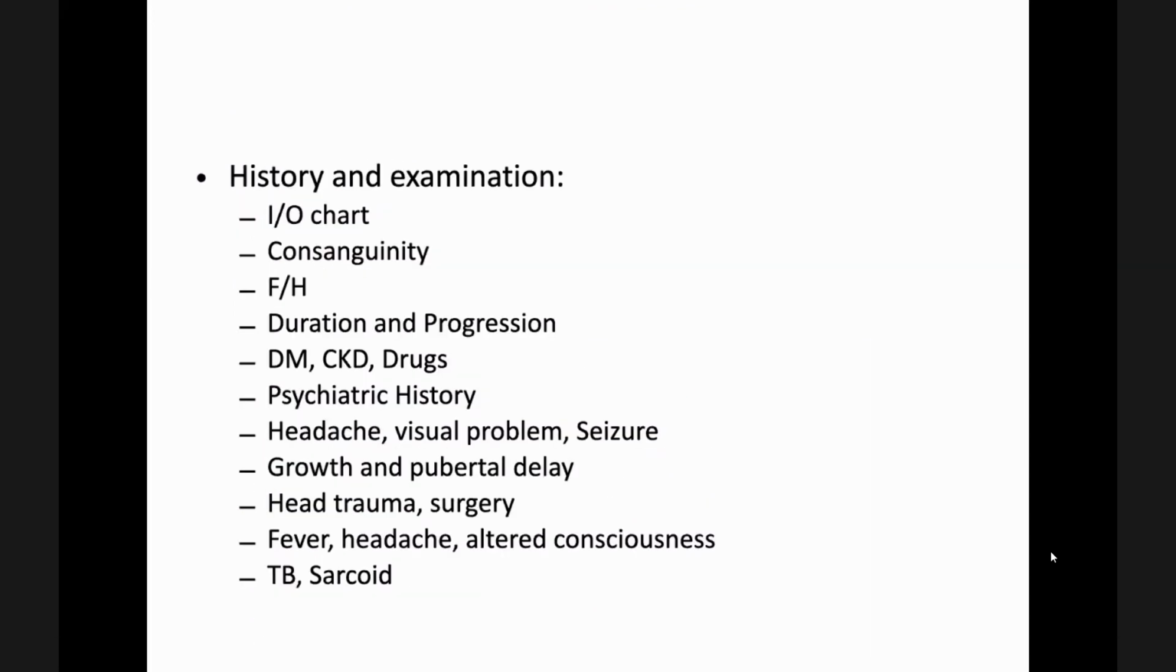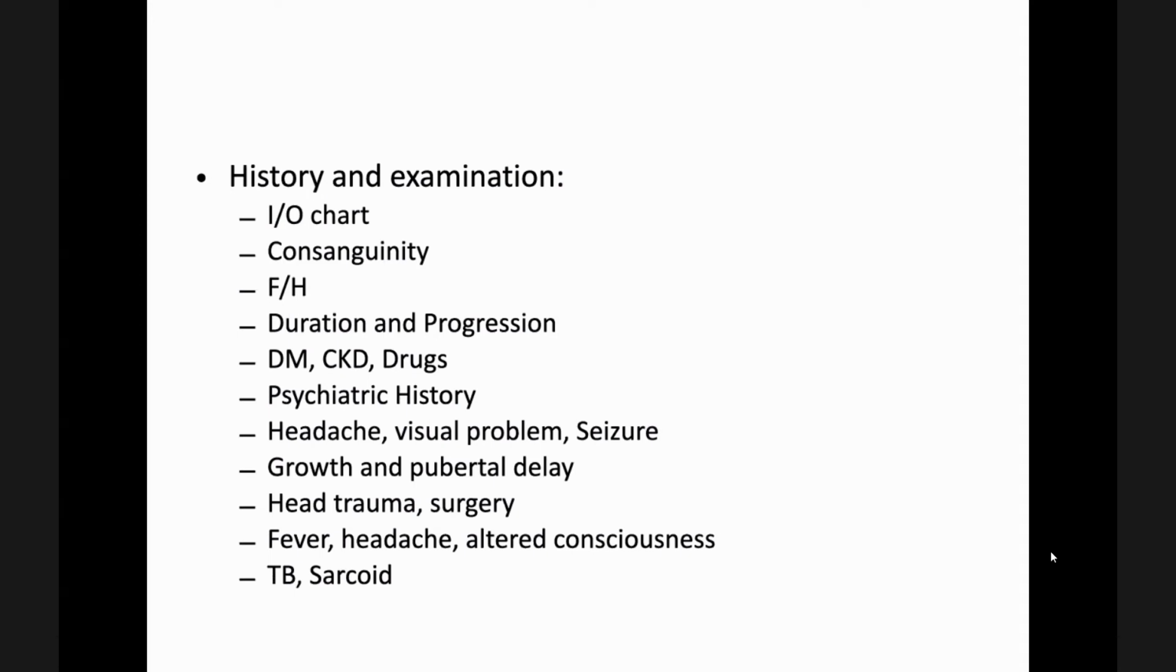So while taking history in diabetes insipidus, we have to think of those causes and take the history. We have to take the input-output chart, consanguinity of the marriage, to suspect any genetic defects, family history of diabetes insipidus, and duration and progression. Whether there is diabetes mellitus, chronic kidney disease, any history of drugs, like lithium, demeclocycline, psychiatric history.